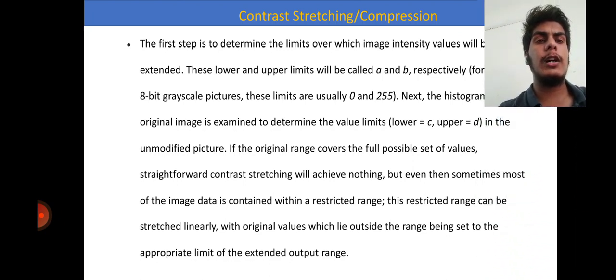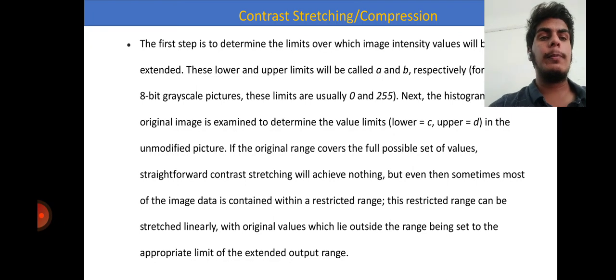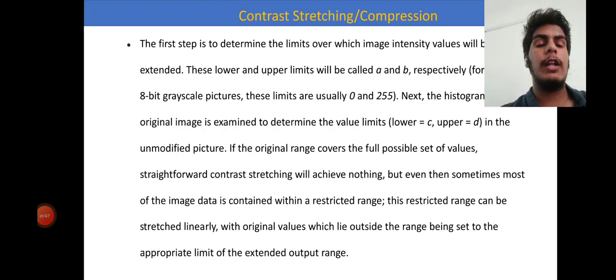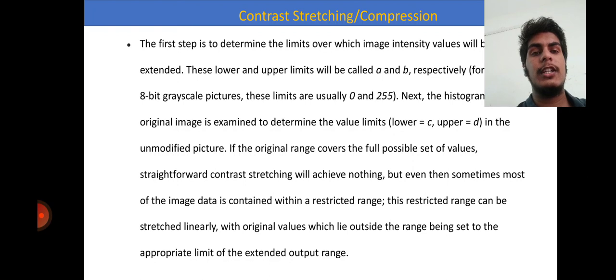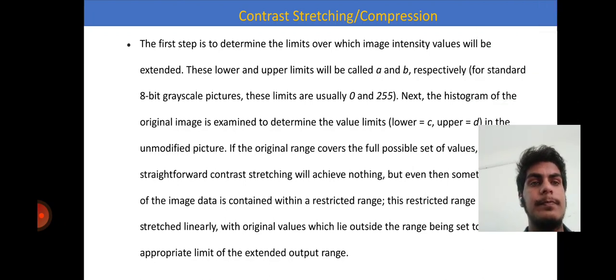If the original range covers the full possible set of values, straightforward contrast stretching will achieve nothing, but even then sometimes most of the data is contained within a restricted range. This restricted range can be stretched linearly, with original values which lie outside the range being set to the appropriate limit of the extended output range.